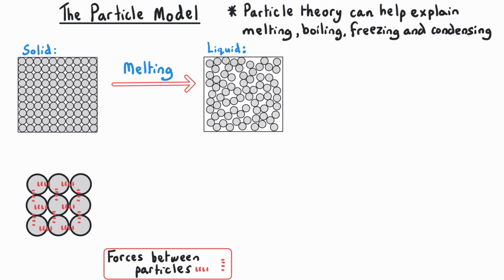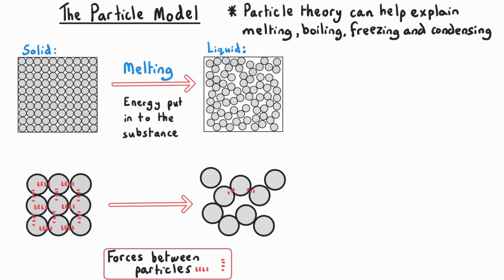In order to turn a substance from a solid into a liquid, these forces need to be overcome or at least weakened. And so energy needs to be put in for this to happen. And this energy is only supplied once a substance reaches its melting point. Once a substance has been turned from a solid into a liquid, there are still forces between those particles, but they are weaker than previously, which is why the particle arrangement for a liquid is much more disordered and more random than it is for a solid.